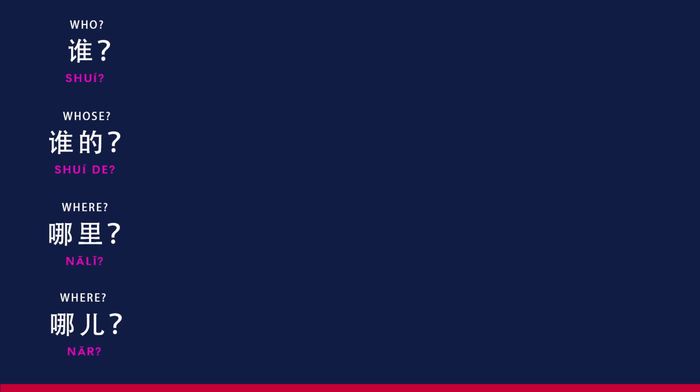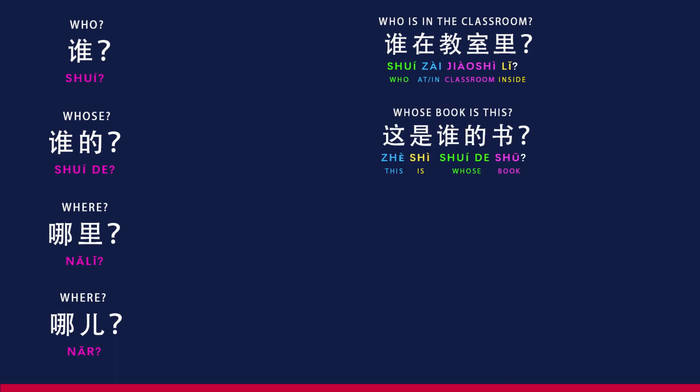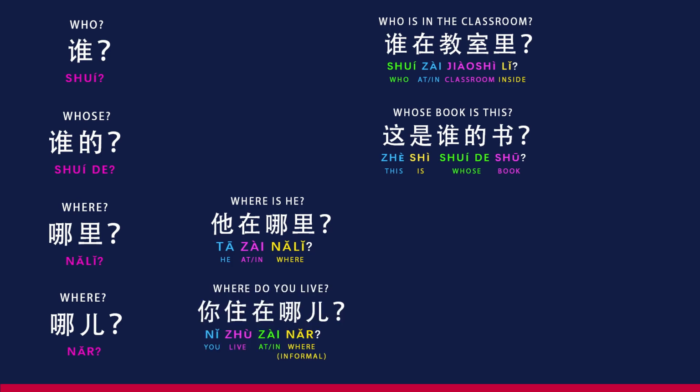Who? 谁? Whose? 谁的? Where? 哪里? Informal version of where, 哪. So, friends, after exploring these interrogative expressions, let's jump into examples to better understand how to use them and grasp them easily. Who is in the classroom? 谁在教室里? Whose book is this? 这是谁的书? Where is he? 他在哪里? Where do you live? 你住在哪?